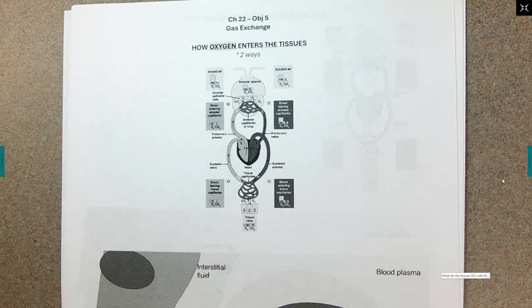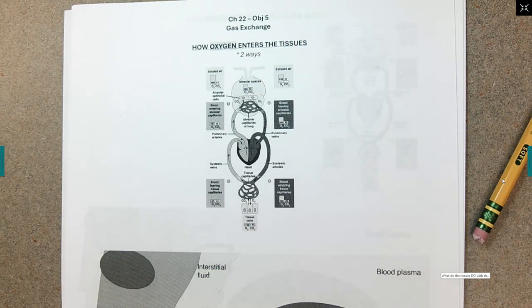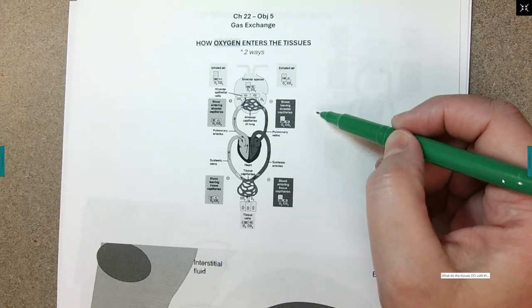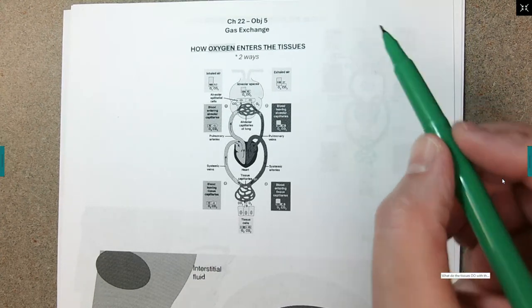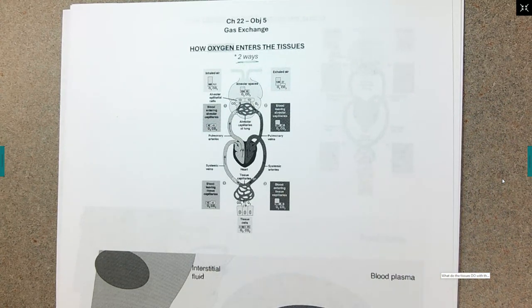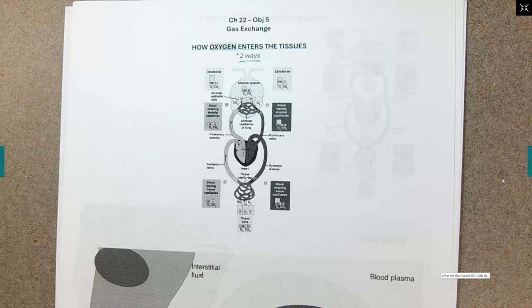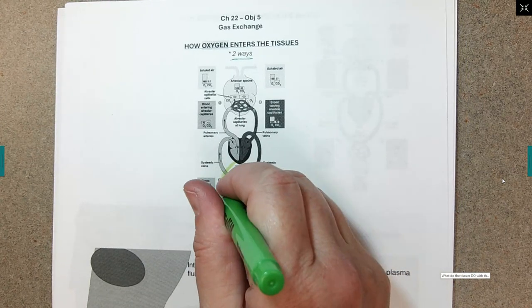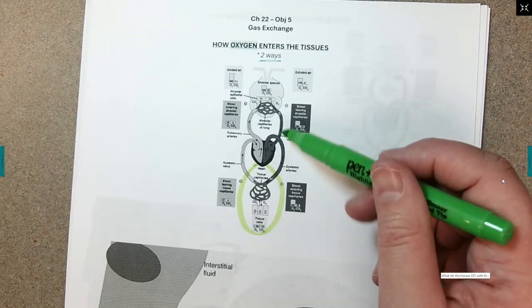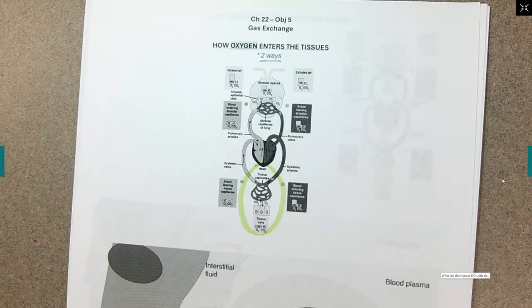You should remember, I hope, this drawing up here at the top. So we've already talked about that. Now we're dealing with how oxygen is going to enter the tissues. So our focus for this page is what's happening down here. This is where oxygen is entering the tissues in our drawing, if you remember that.